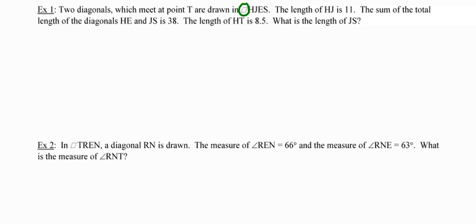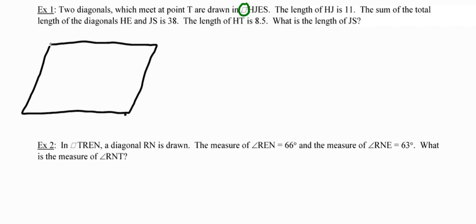The first thing that I'm going to do, because they haven't provided us with one, is to draw a picture. So in parallelogram HJES, one important fact to notice is how we name the vertices of this parallelogram. Take a look at the order in which they're named. I can either go around my parallelogram in clockwise motion, and notice that if I do that, points H and E are opposite from one another, as are points J and S.